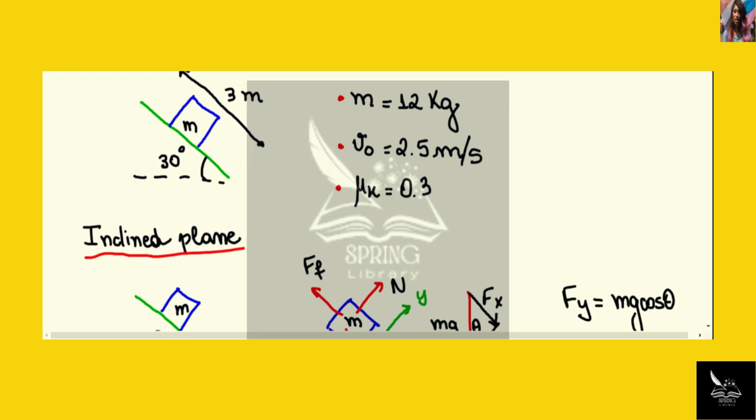Our goal is to find the minimum value. Actually, this shouldn't be 30. I'm sorry for that. This should be a generic theta. So sorry. So we have to find the minimum value of the angle theta that the incline makes with the horizontal, such that the block will be able to reach the bottom of the incline.